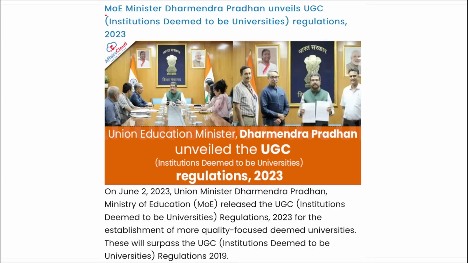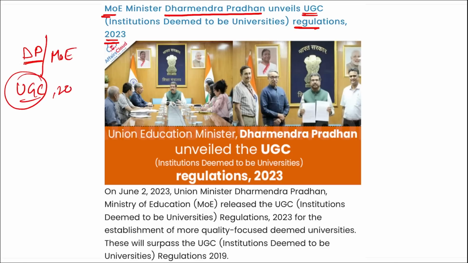Next is your Ministry of Education. Minister Dharmendra Pradhan has unveiled the UGC regulations for 2023. I repeat, Union Minister Dharmendra Pradhan, all right, and he has released, if the name of the person is Dharmendra Pradhan, if the name of the Ministry is Education, correct, they have released the UGC regulations for 2023, that is for the establishment of more quality focused universities.